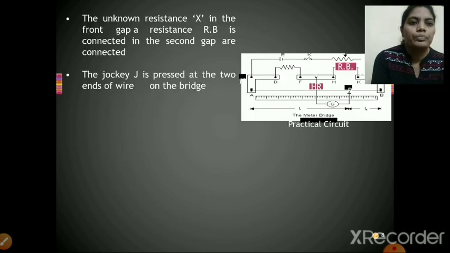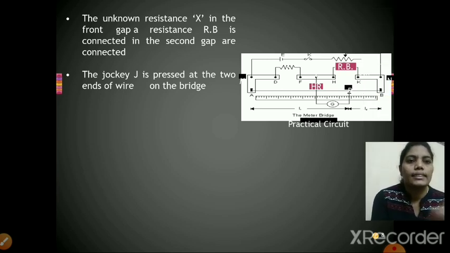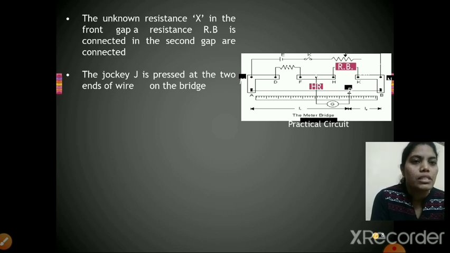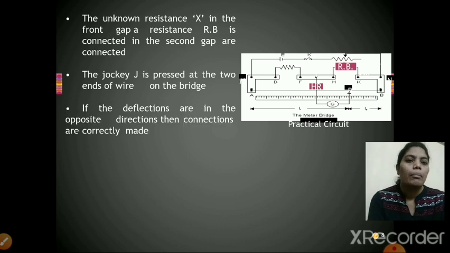Now, the unknown resistance X is in the first gap, and a resistance box is connected in the second gap. Now you can see in the picture that this gap we are indicating with DF. So at this gap we are placing an unknown resistance X, and at the second gap, that is at HK, we connected one resistance box. Now the jockey J is pressed at the two ends of the wire on the bridge.